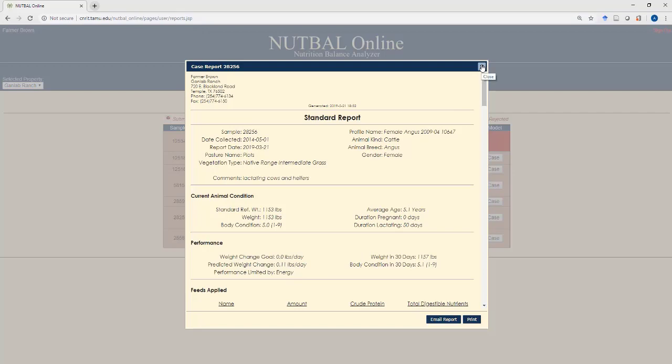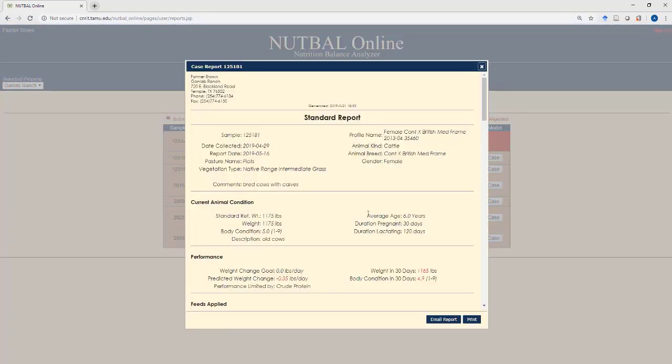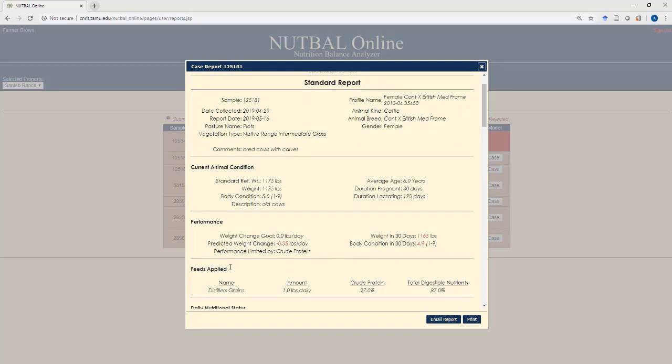So let's go back to that first sample with the mature cows that are 30 days pregnant, 120 days lactating, and just losing a little bit of weight. The next section is the feeds applied section. So for this sample, I had added 1 pound per head per day of distiller's grains, and if you didn't have any feeds added, it'll just appear blank here. Another thing is that if you have added a feed, but you didn't put an amount for amount fed, it will also appear blank here.